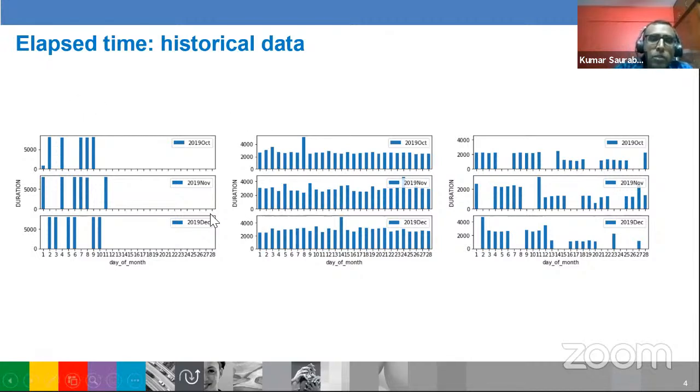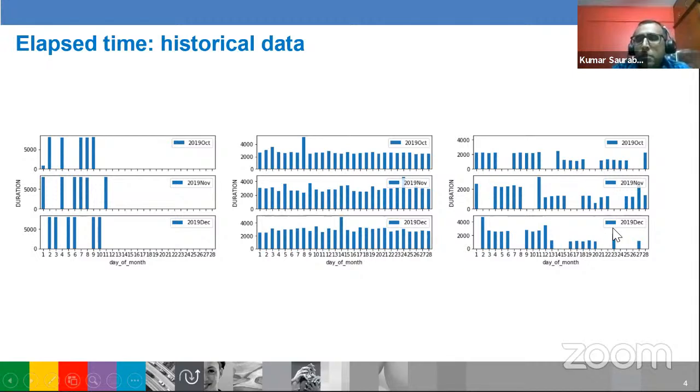So this is data for one job. This is much simpler data, looks more like a uniform distribution. Almost throughout the month, every day, this job is taking somewhere between 2000 to 3000 seconds, with a few spikes here and there.